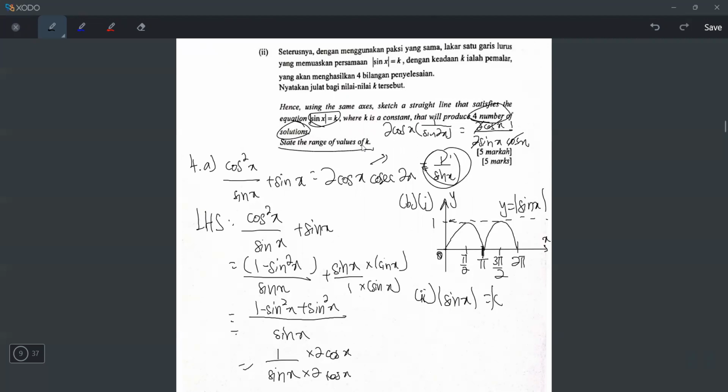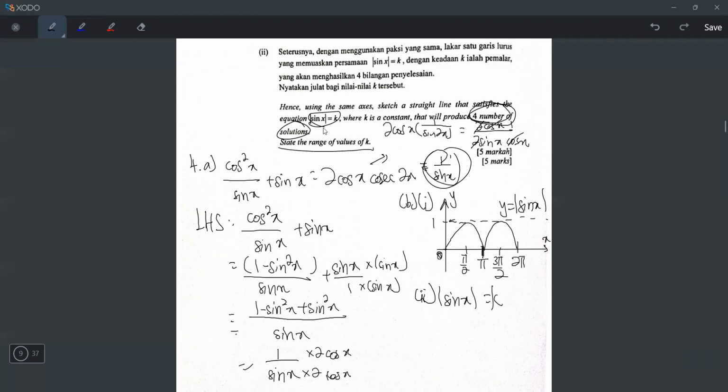So let's come back here. How to solve this question? Usually in this question, after they sketch, they will always ask you to draw a line. And after you draw a line, they ask you to determine the number of solutions. But for this question, they give you the number of solutions. They tell you it's 4 number of solutions, and then they want you to draw the line. So how?